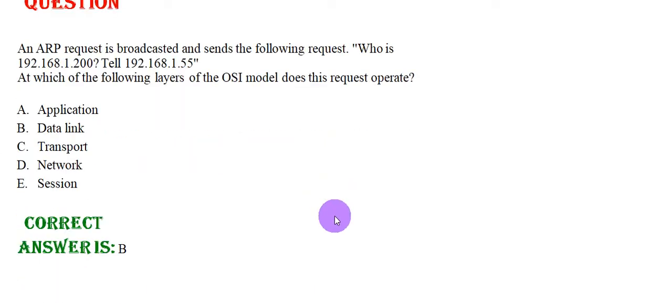An ARP request is broadcasted and sends the following request. Who has the given address? Tell the given address. Which of the following layers of the OSI model does this request operate at? Option A, application. Option B, data link. Option C, transport. Option D, network. And option E, session. The correct answer is option B.